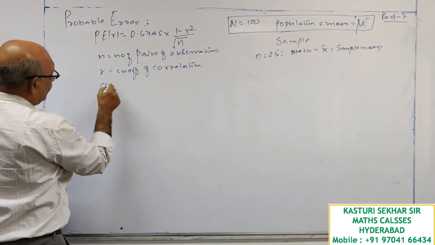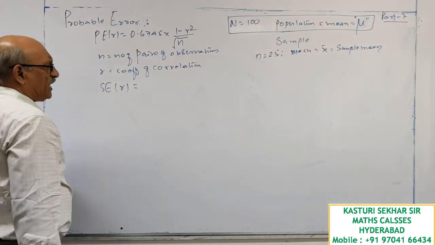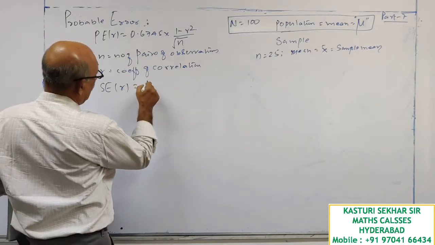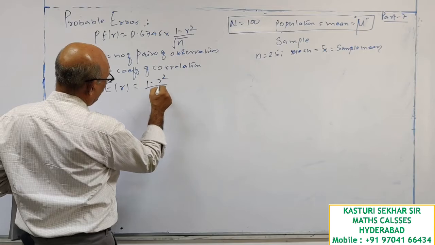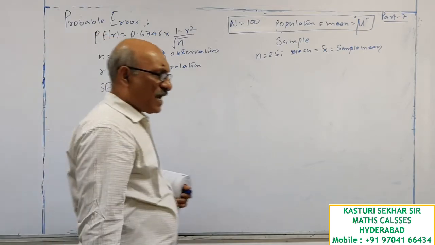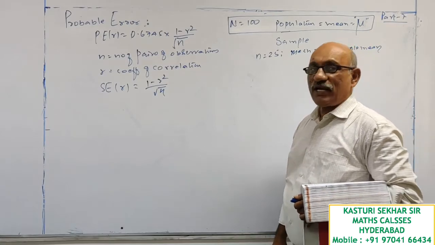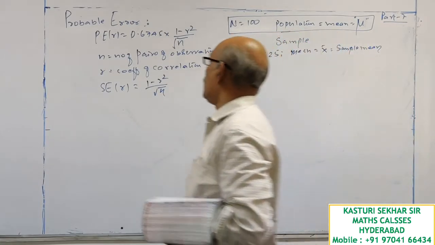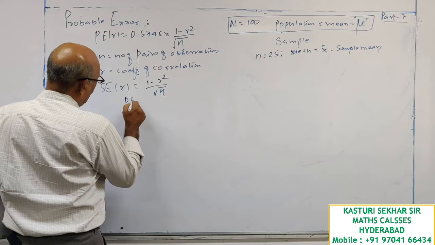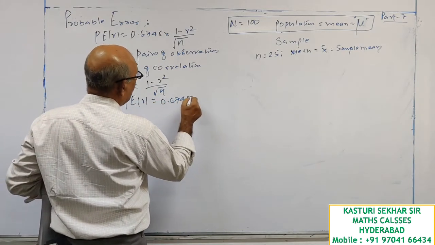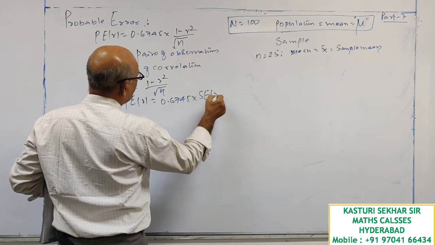Now, one more term here, standard error of correlation coefficient. This is (1 minus r square) by square root of n. Standard error of correlation coefficient is equal to (1 minus r square) by root n. Therefore, probable error of r is equal to 0.6745 into standard error of r.